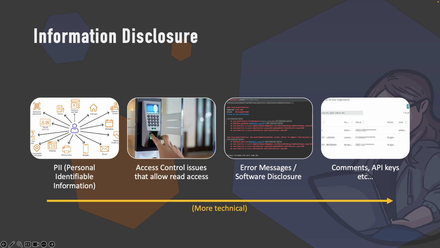Information disclosure, as we saw previously, can range. Sometimes it's PII, and other times it's more technical. PII and allowing read access for something that should be private are by far the most common in APIs. That's not to say you don't get error messages, and that can tell you a bit about what software is running. It happens, but access control issues and PII are really important.